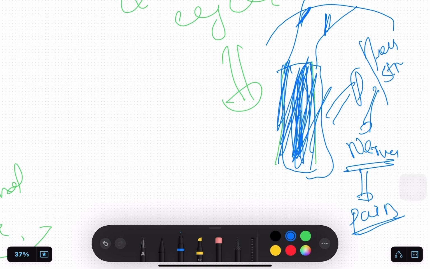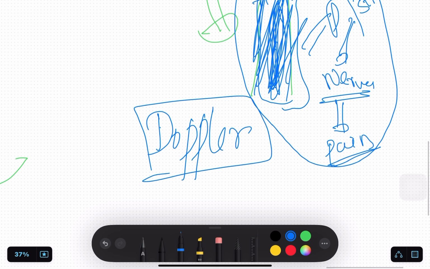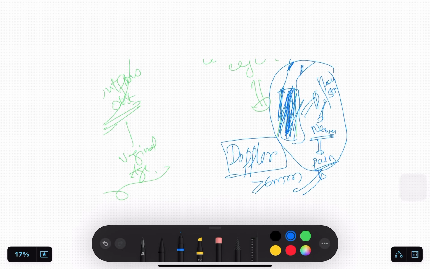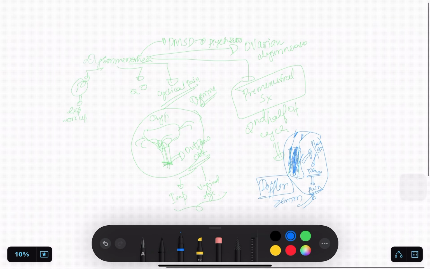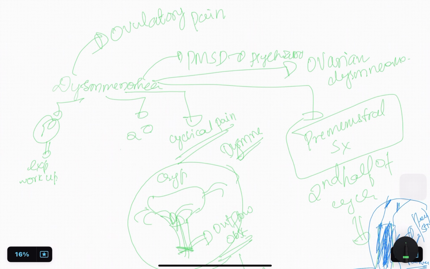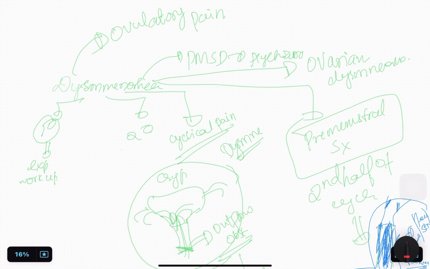So what do you think is the best investigation for this? Artery, vein, what do you think? Doppler. Yes, correct. If the vein is more than or equal to 6 mm, then it can be a case of pelvic congestion. That is one thing which I needed to touch upon. Then among other diseases, you have ovulatory pain. I think with this, how many diseases did we see? Let me highlight it so that you remember for a longer time.